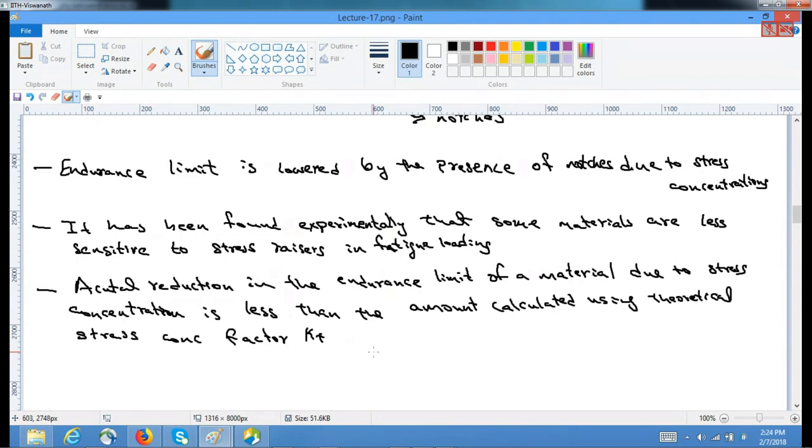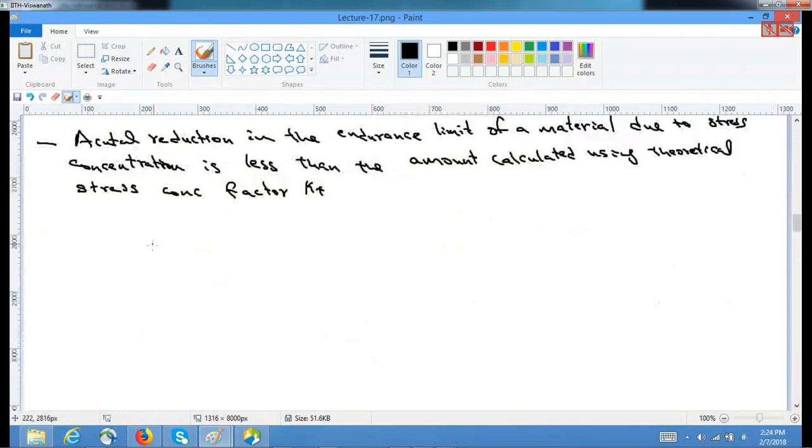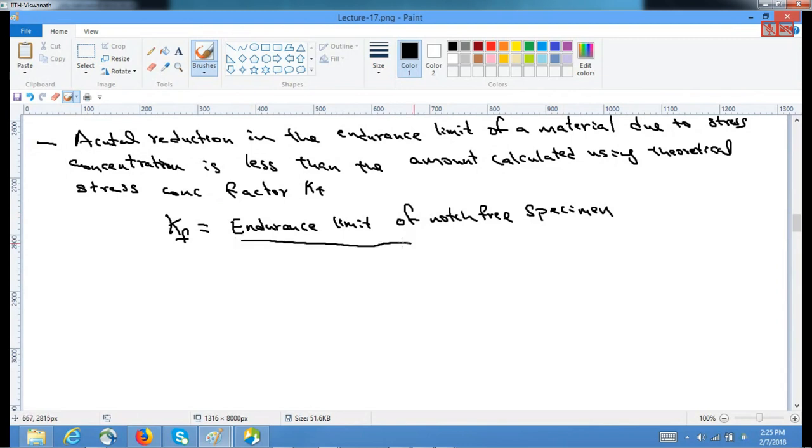And hence we can actually define our Kf as the endurance limit of the notch-free specimen divided by the endurance limit of the notched specimen.